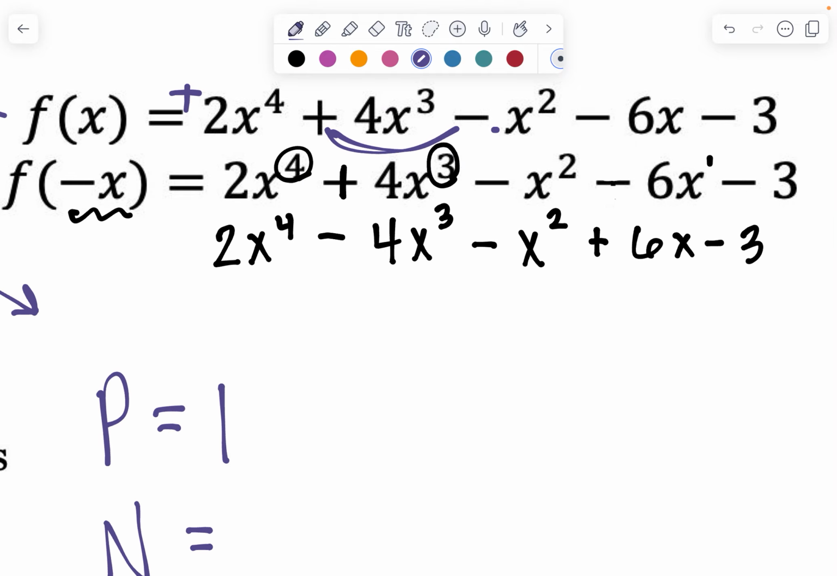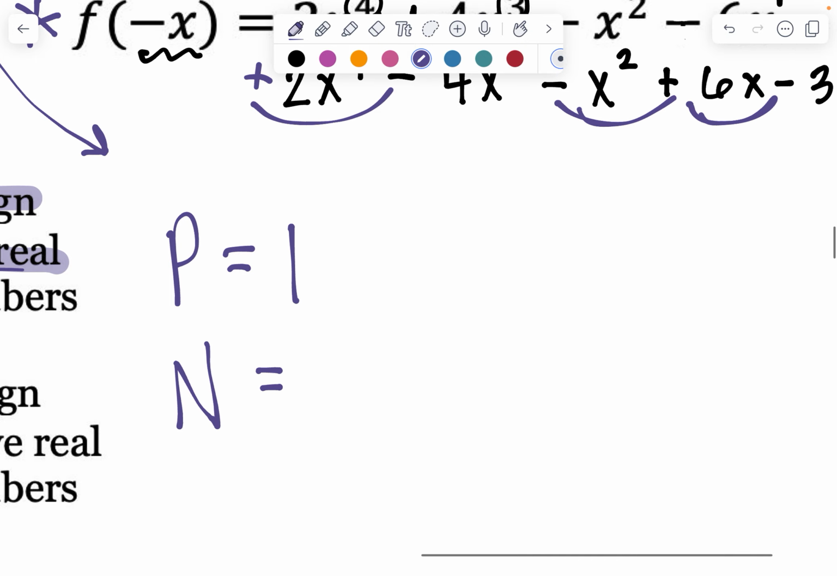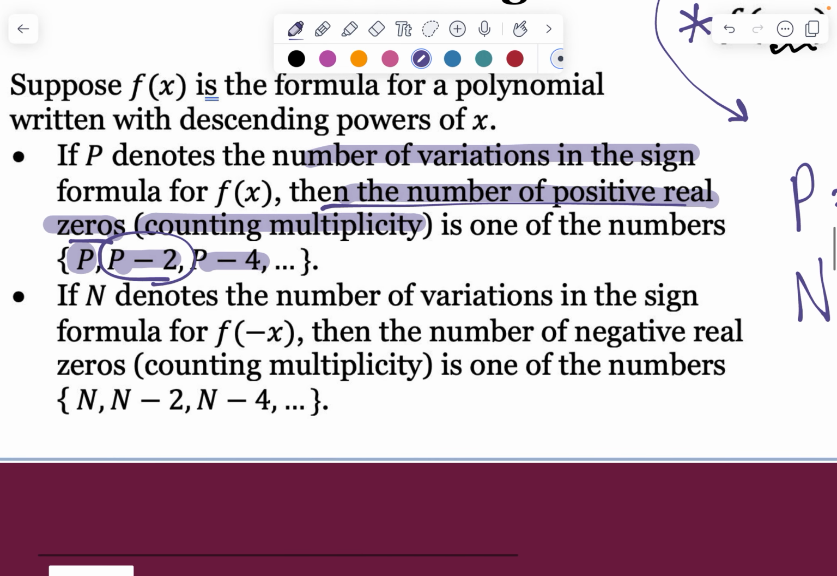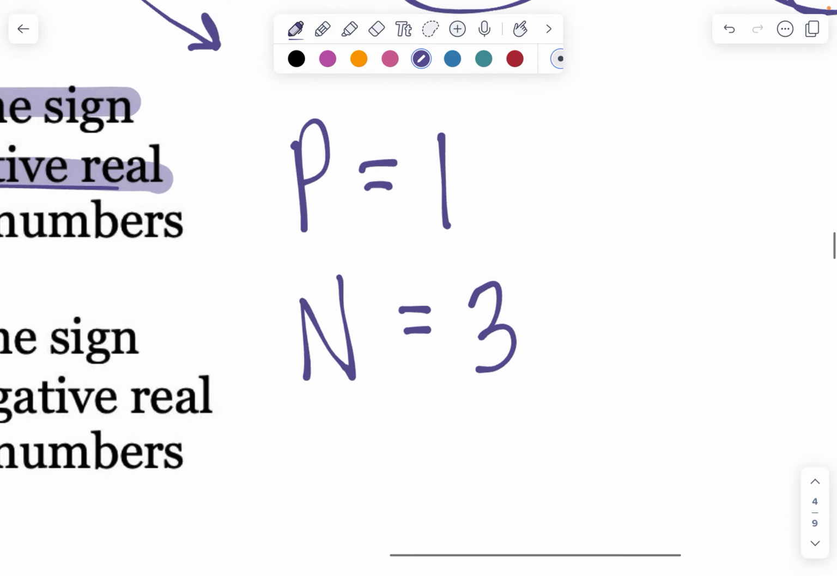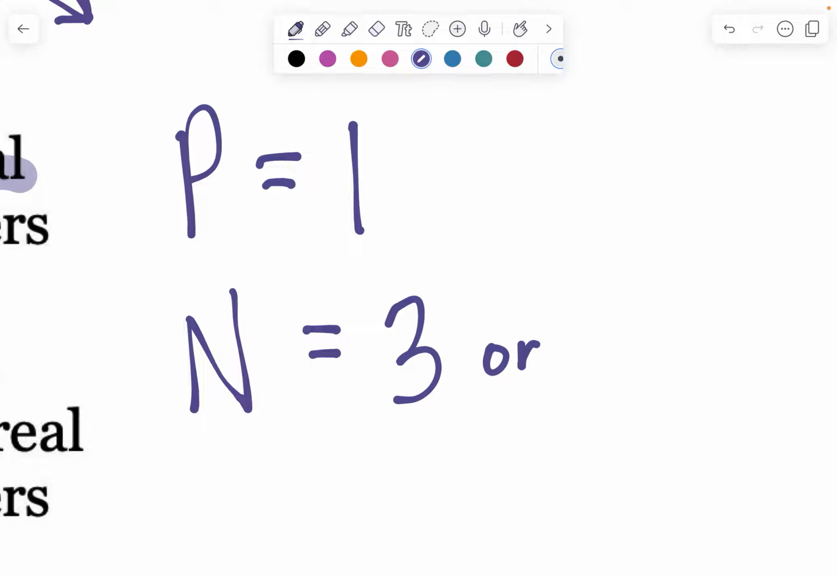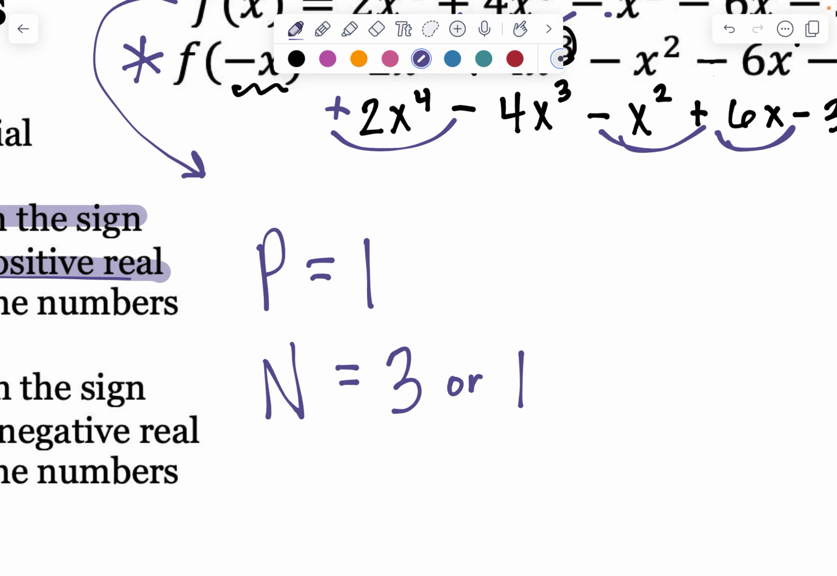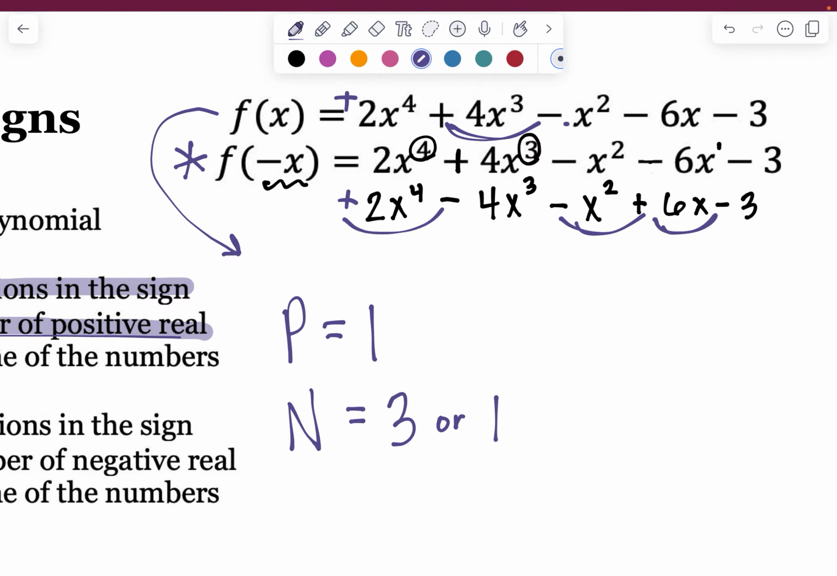All right, so now let's go ahead and count those sign changes. So we have 1 here, 1 here, and 1 here. So a total of 3, okay? And now, since n is big enough, we can do n minus 2, which will be 1. If we do that another time, n minus 4, then we're in the negatives. So these are our 2 options. Okay, so we for sure, no matter what, are going to have 1 positive real root. And we will have 3 or 1.